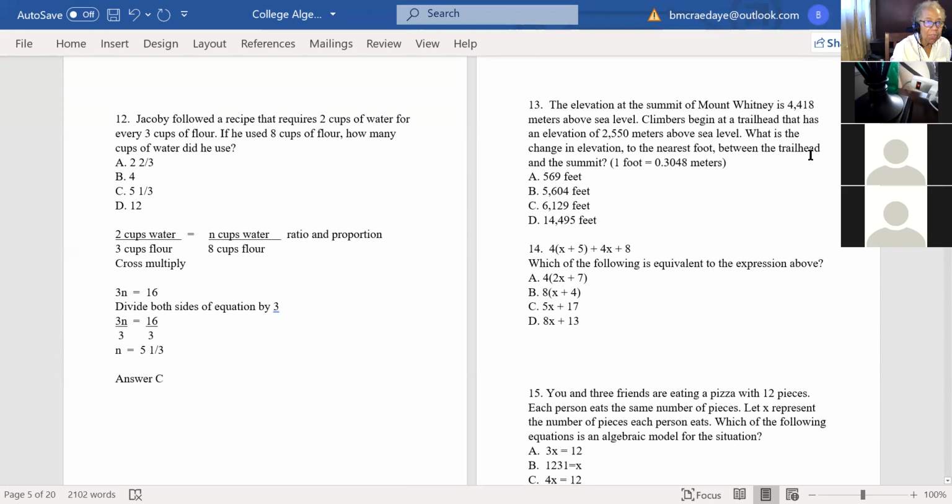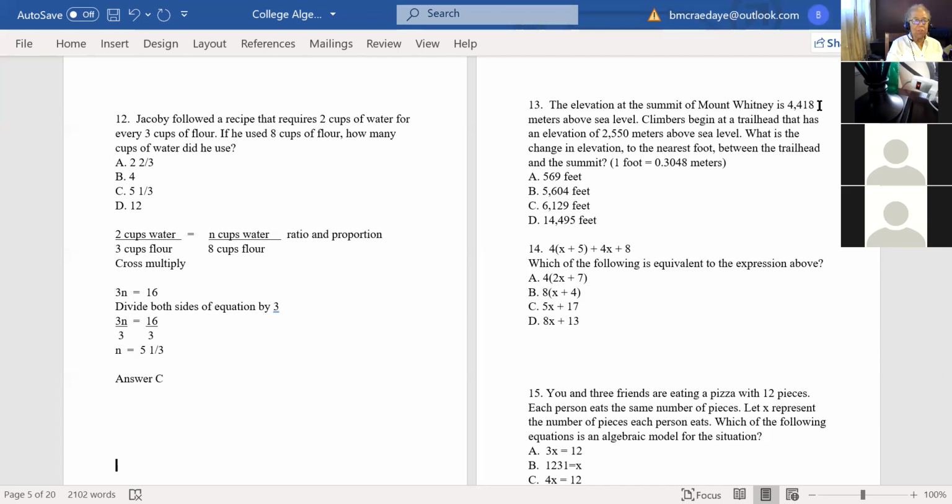Number 13. The elevation at the summit of Mount Whitney is 4,418 meters above sea level. Climbers begin at a trailhead that has an elevation of 2,550 meters above sea level. What is the change in elevation to the nearest foot between the trailhead and the summit? And they give you a foot as 3,048 meters.